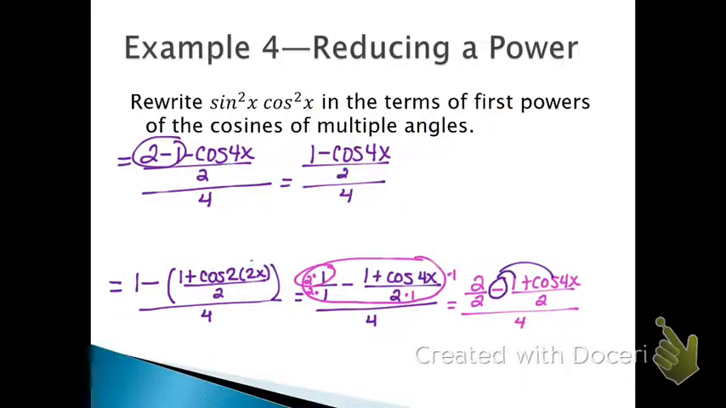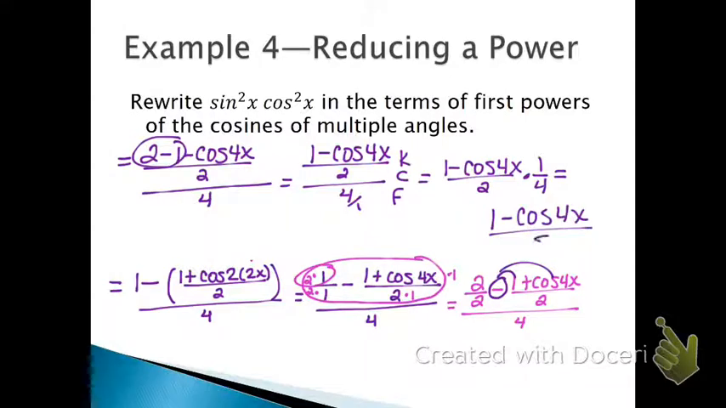And now what? Keep it, change it, flip it. I've simplified that top part of the big fraction all I can. So we get 1 minus cosine of 4x over 2. Change it to times, flip it. It was 4 over 1, so now it's 1 over 4. And so we get 1 minus cosine of 4x all over 8.